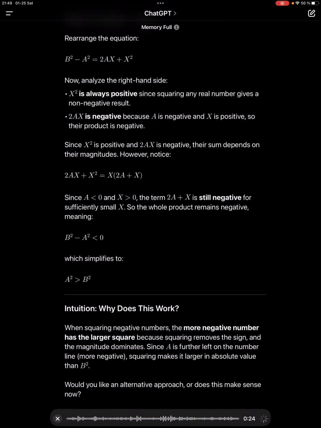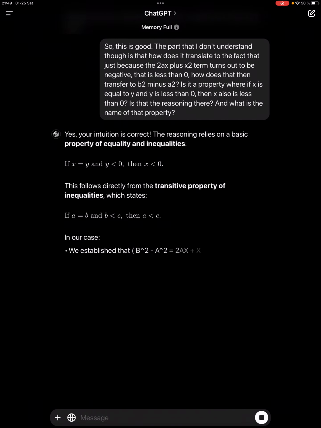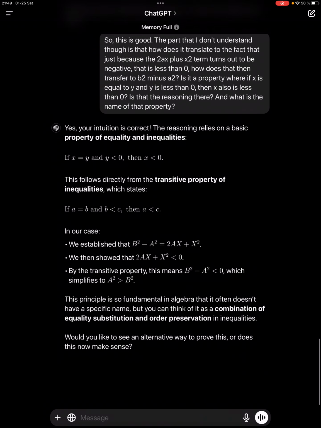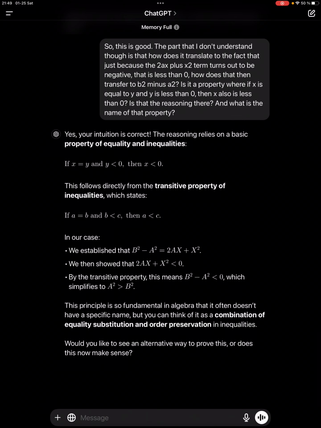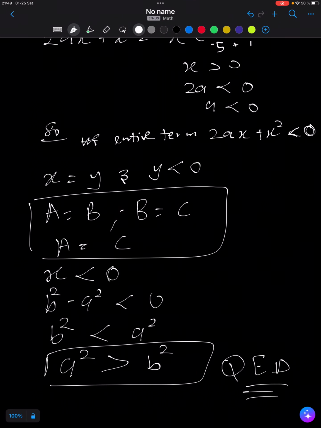So let's see. Yes, your intuition is correct. The reasoning resides on basic properties of equality and inequalities. If x equals y and y is less than 0, okay, so this follows from the transitive property. Yes, I knew it was. I kind of knew it was the transitive property of inequalities, which states that if a equals b and b is less than c, then also a is less than c. In our case, we showed that this term is less than 0, and by the transitive property that simplifies to that. Awesome, awesome, awesome. So I solved the proof. Nice.